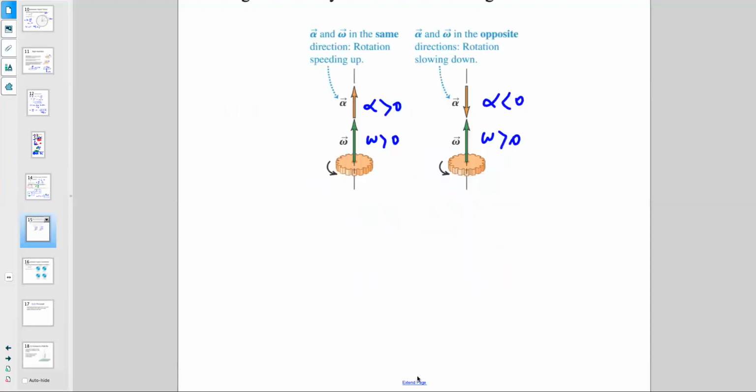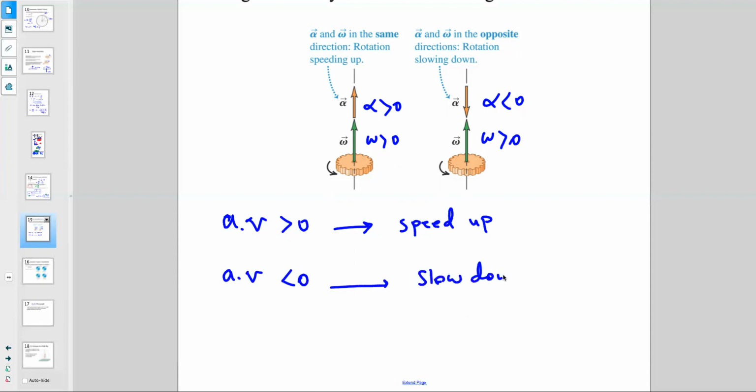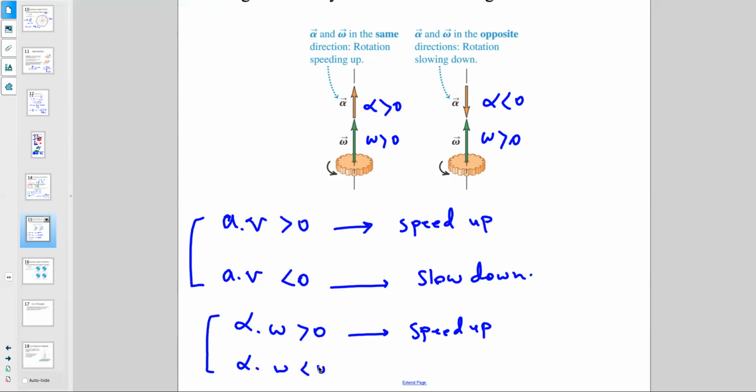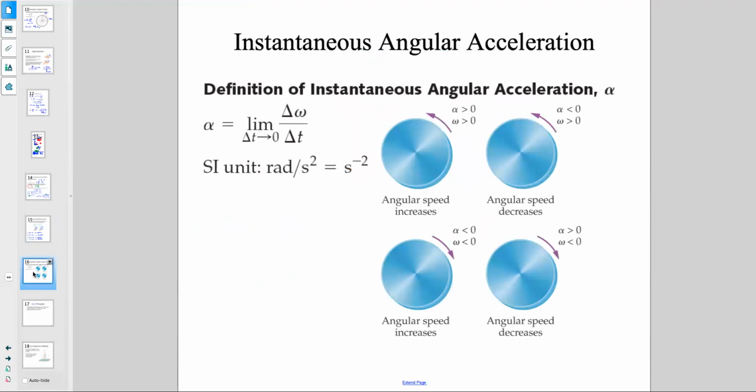Okay? In other words, if you remember from our one-dimensional motion or two-dimensional motions, if you multiply A by V and you get a positive number, then you know that you are going to speed up, or your velocity and acceleration are in the same direction. But if you multiply them and you get a negative number, then it means that you're going to slow down. It's the same here, alpha times omega being positive. They're both positive, so if you multiply them, you're going to get a positive number, so you're going to speed up. If you multiply them and you get a negative number, then you're going to slow down.